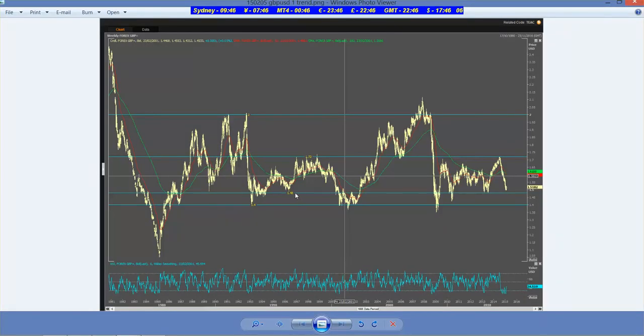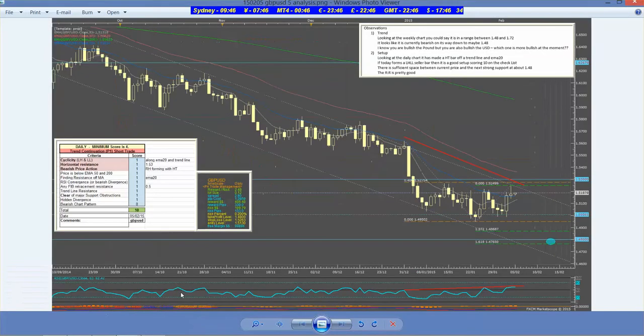Spends a lot of time between 148 and 172. If you see, apart from obviously, if we look at, apart from this in the noughties, back here in the 90s, it spent most time between $1.70 and $1.48. Range trade it back to $1.70. Why the hell not? What are you suggesting? Get short.